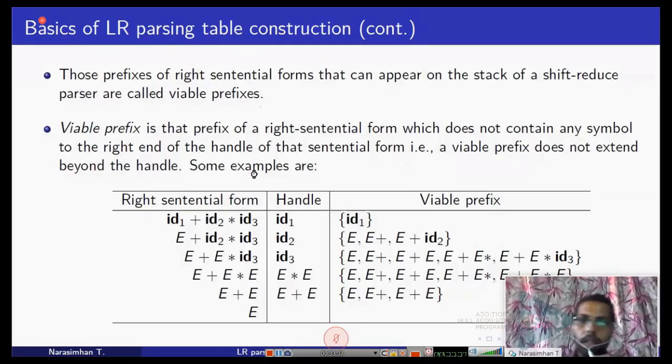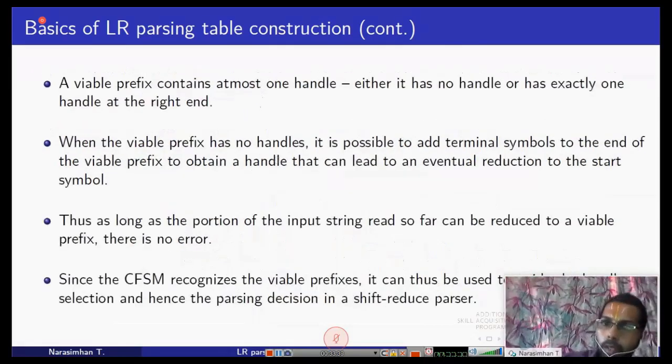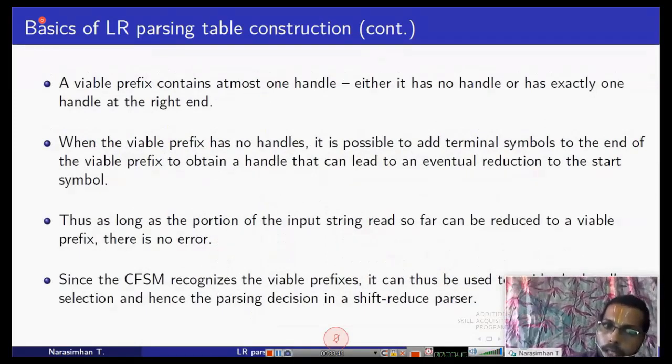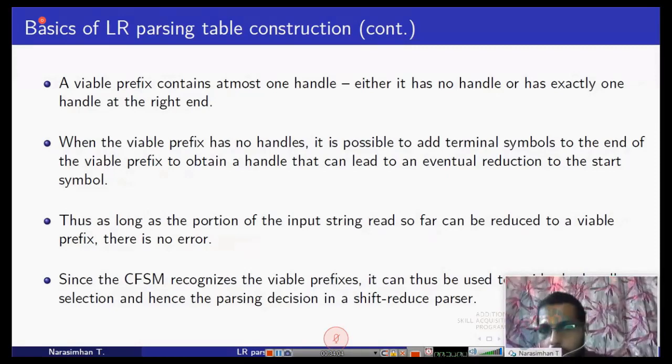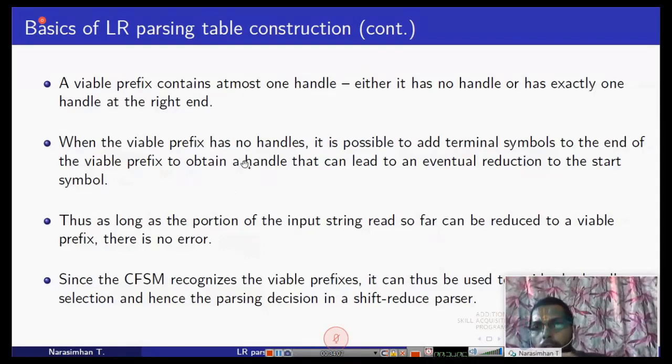When you find that there are no handles in the viable prefix, you can possibly add terminal symbols from the input to the right end of the viable prefix to obtain a handle. So once you have obtained a handle, it can be reduced, right? So you can have a series of operations like this, which will ultimately get you to the start symbol of the grammar. That means your parsing process is over. So this technique can be used to validate whether the portion of the string that you have read so far is valid or not.